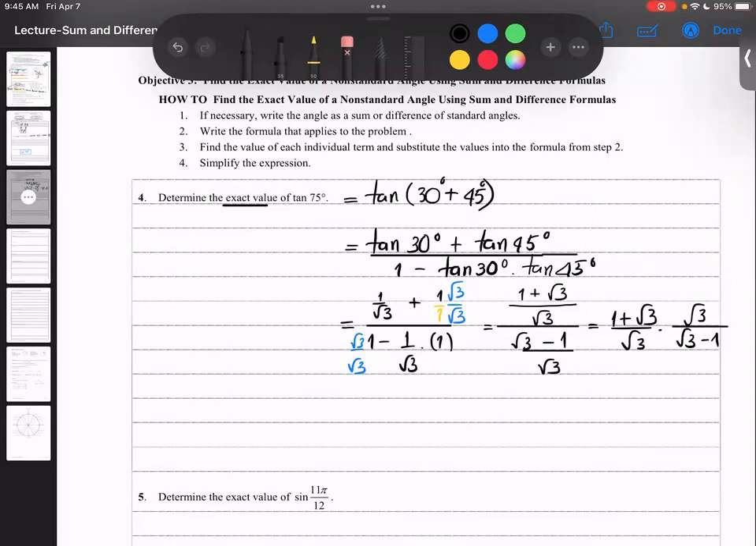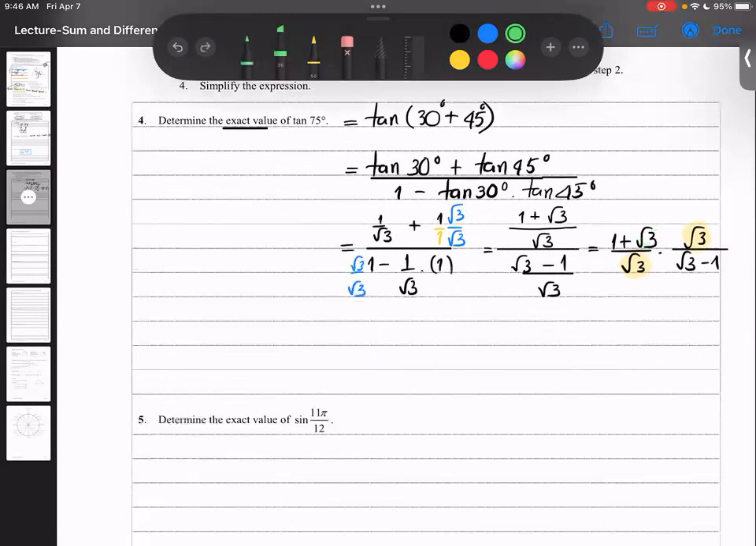Simplification. The root 3s cancel, right? Again, I hope nobody is doing this. Oops. Please don't simplify the other terms, because they're attached to the 1, right? So all you have to do is rewrite it. So it's 1 plus root 3 over root 3 minus 1.